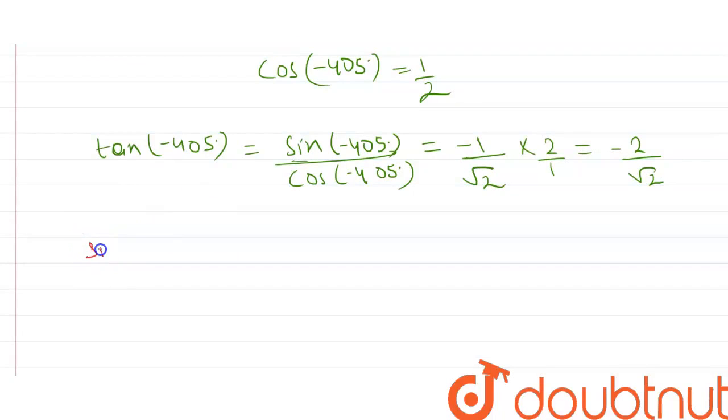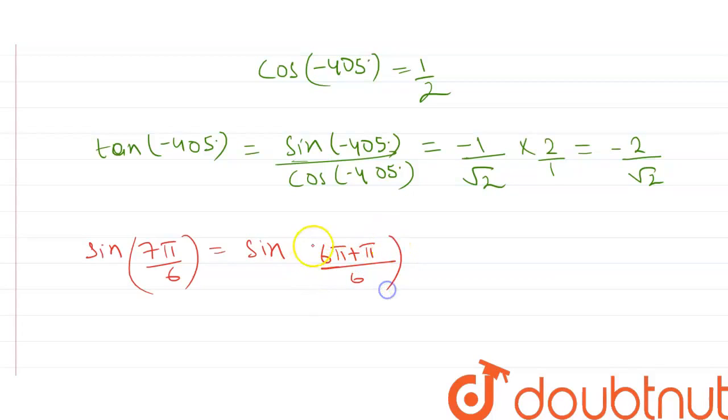Here it is. Sine 7 pi by 6. Let us break it down as sine 6 pi plus pi by 6 is equal to sine pi plus pi by 6. We are actually trying to convert each and every value in terms of pi and 2 pi, because I have already mentioned the trigonometric functions do not change with pi or 2 pi. So it becomes sine pi plus pi by 6.